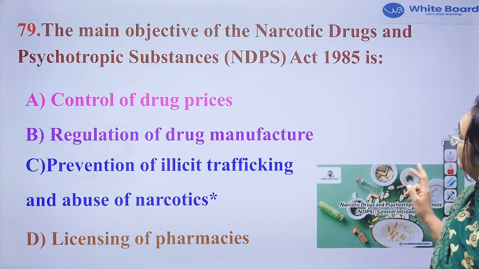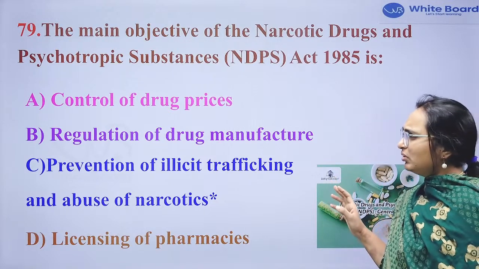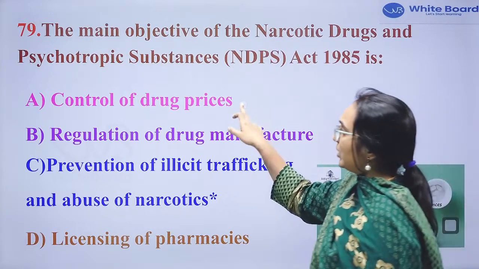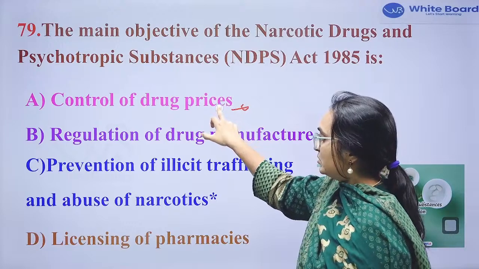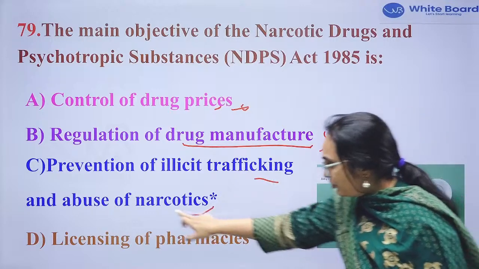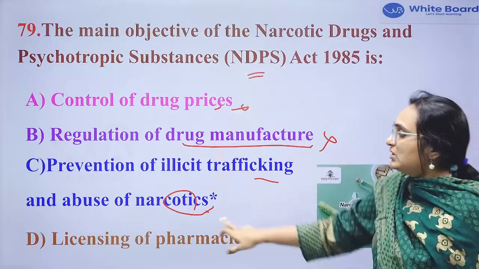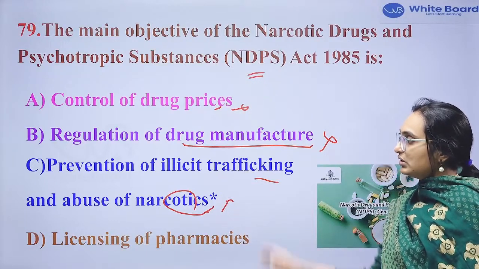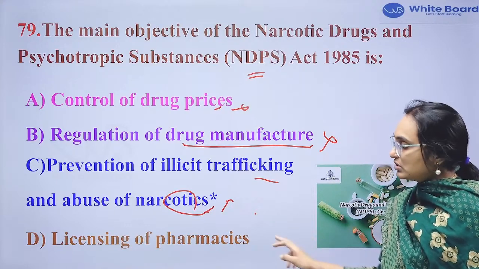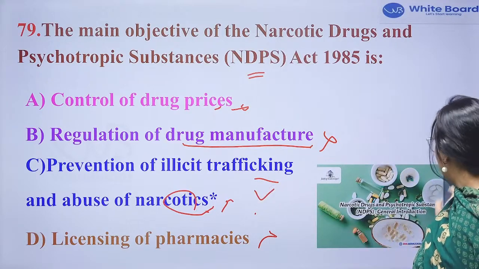Next, the main objective of the Narcotic Drugs and Psychotropic Substances NDPS Act is to, it's all about narcotic drugs. Control of drug prices is no, that is the drug pricing authority. Regulation of drug manufacturing, no. Illicit trafficking and abuse of narcotic drugs and psychotropic substances, yes. The NDPS Act is about controlling and preventing illicit trafficking of narcotics. Licensing of arms is also no. So the correct answer is C in 79.